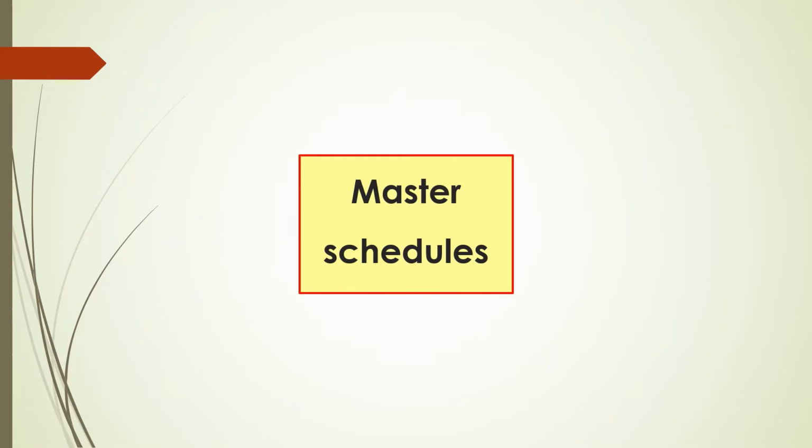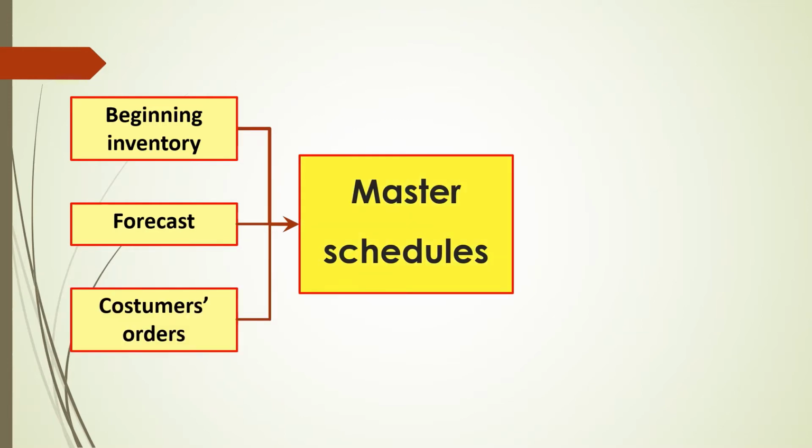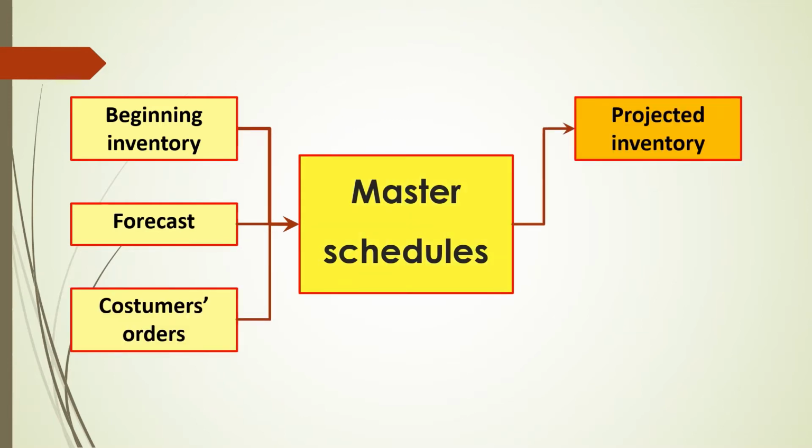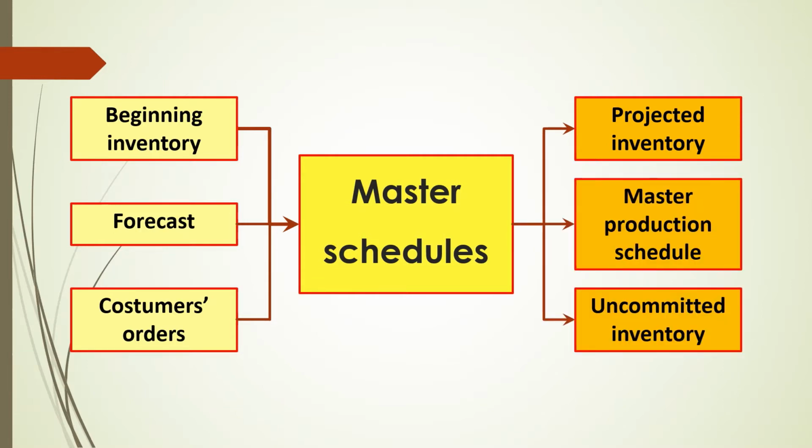To make a master schedule, 3 inputs are required. These are beginning inventory, forecast, and customers' orders. While its outputs are projected inventory of finished products, master production schedule, and uncommitted inventory. We will refer to uncommitted inventory as available to promise or ATP. Let us understand master schedule by solving an example.